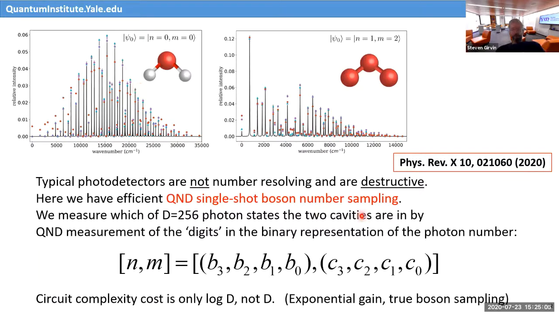But we have the capability of doing true boson number sampling. Because we can make QND measurements, we can ask the following question. First, the number of photons in the first cavity. This is the binary digit expansion of that number, and the same for the other cavity. So we can ask the question, is the number of photons in the first cavity even or odd? It's a bit here, 0 or 1. So that's mod 2. Then we can ask, what is the number mod 4? It's a little more complicated than that, but you can get this bit and this bit, this bit, the binary expansion. So those 4 bits will give you photon number state 0 through 15, a total of 16. So you can resolve 256 different photon states in a single shot and get a result every time.